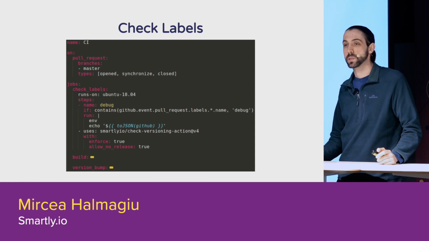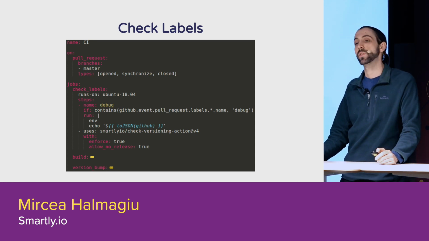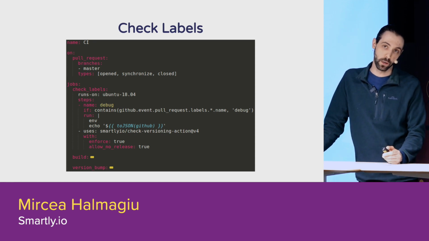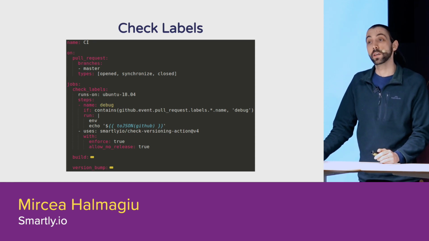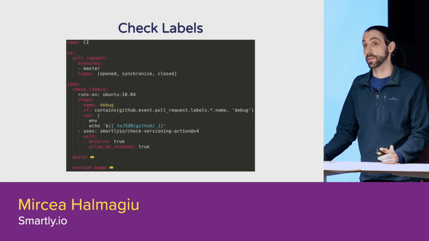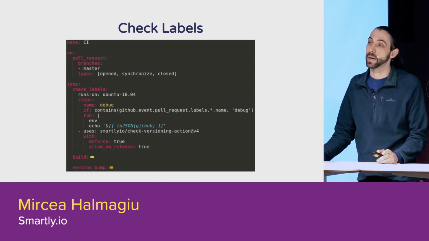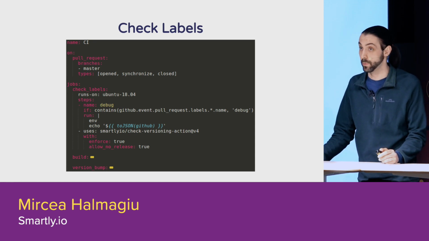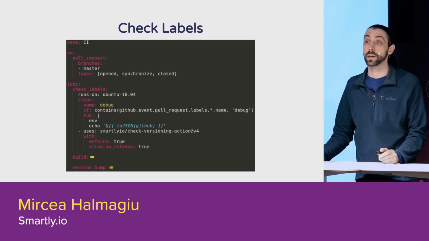We have two steps, an optional step that will check if there is a debug label. And if there's a debug label, we're going to print what the environment looks like. This is a very useful thing because debugging how GitHub Actions are actually running is quite difficult to do in any other way. At least that's our finding.